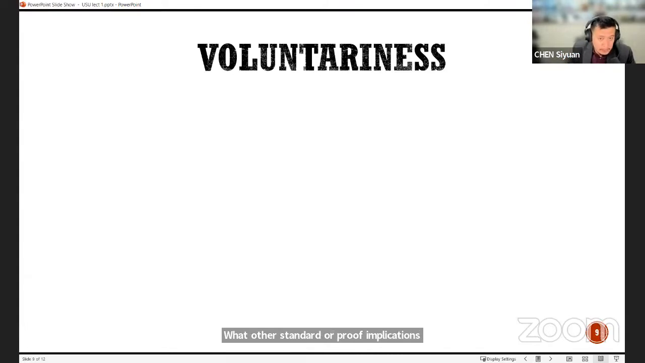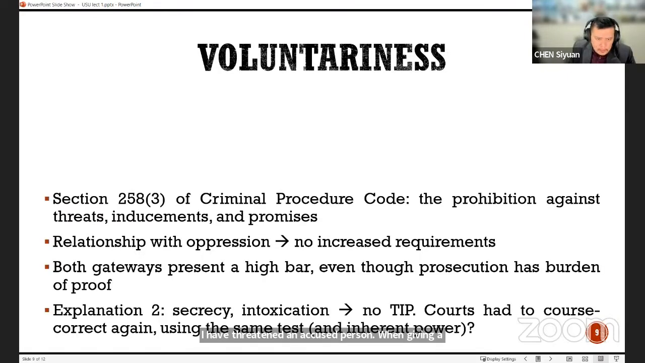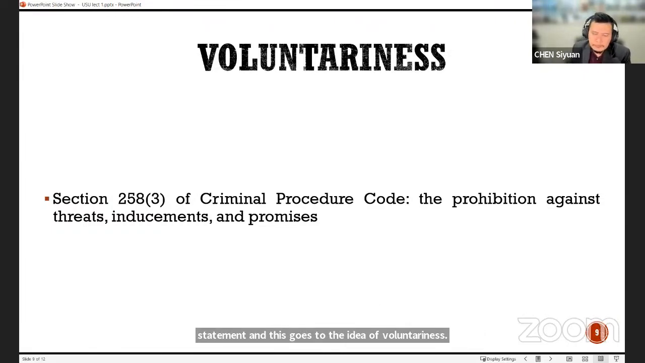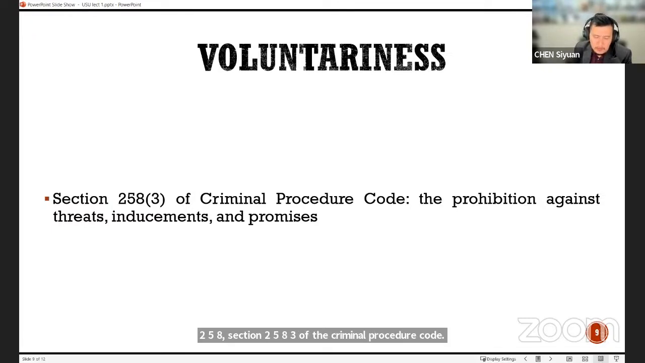Earlier, I gave an example about how the police might have threatened an accused person when giving a statement. And this goes to the idea of voluntariness. Sorry, the order of this is a bit mixed up. So I'll start first with this one. Section 258(3) of the Criminal Procedure Code stipulates that if a statement has been made as a result of a threat, inducement, or promise, then the statement must be excluded.